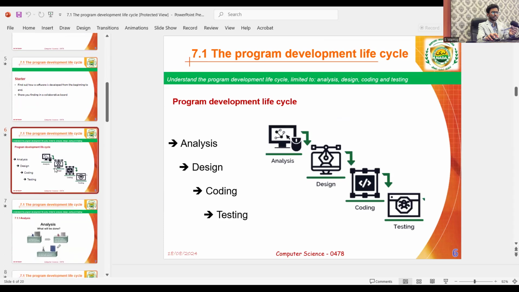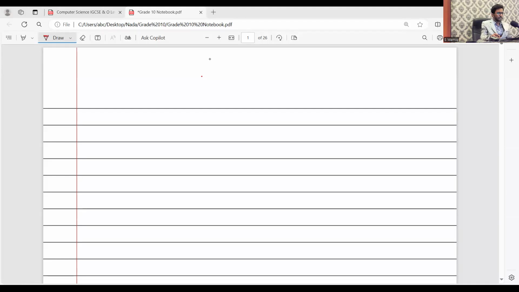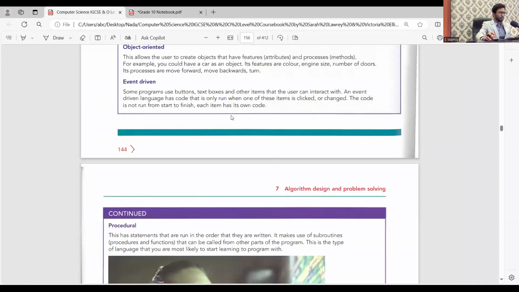Initially, before starting the chapter, the name of the chapter is algorithm design and problem solving. So just give me a moment. We will be discussing here the chapter, and the name of the chapter is algorithm design and problem solving.